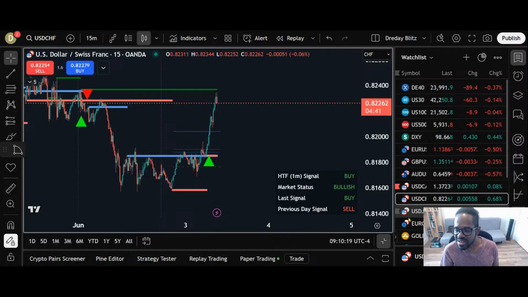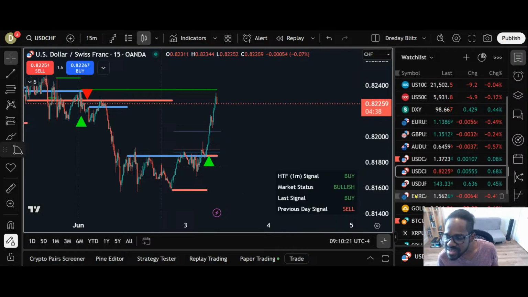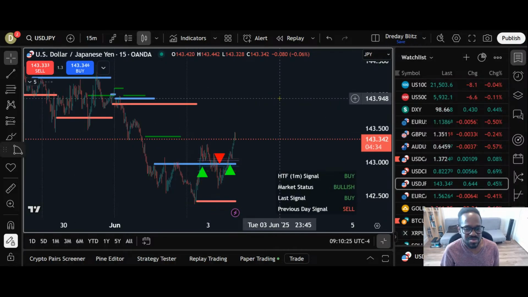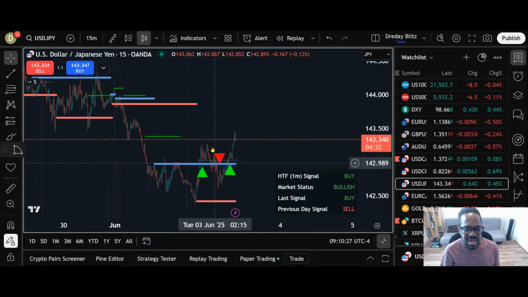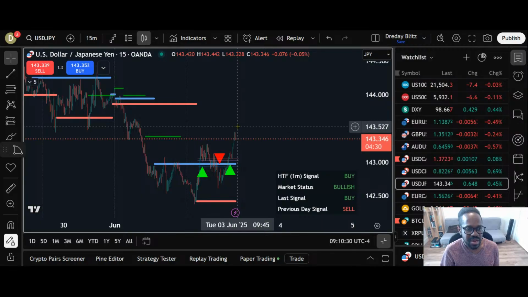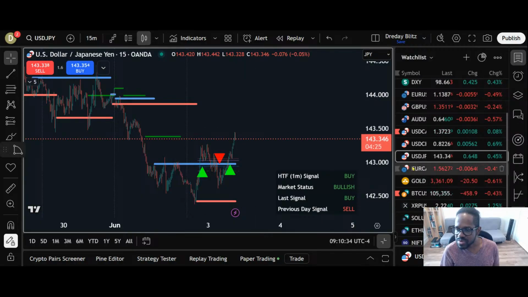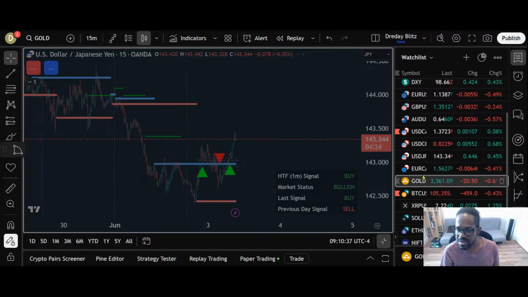And let's see, I'm just gonna look at the USD JPY, should be a buy. So we had the consolidation, and then we had a buy, the last buy here. So perfect. And let's look at gold.